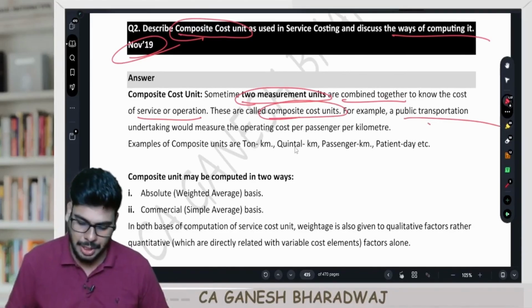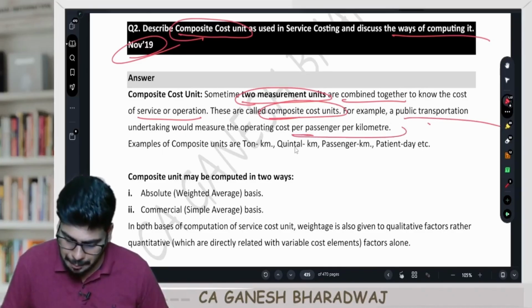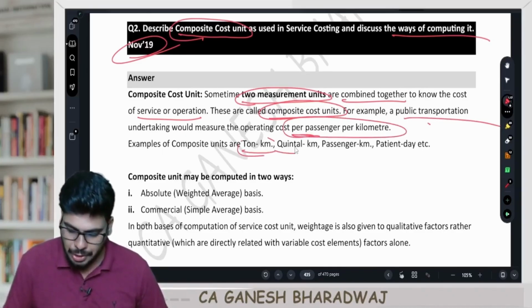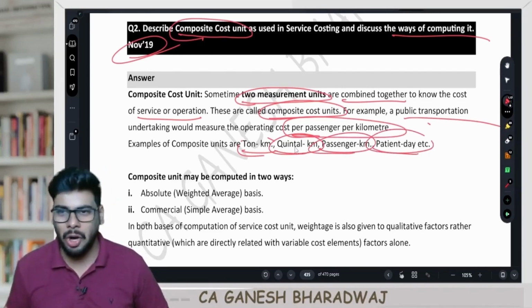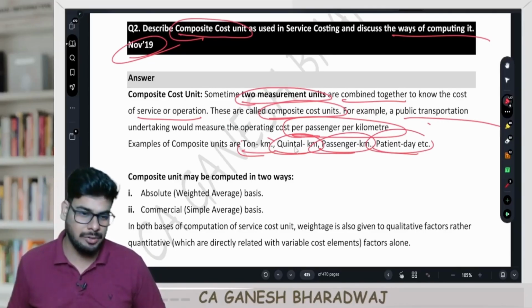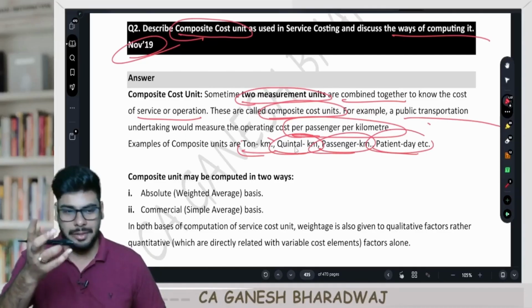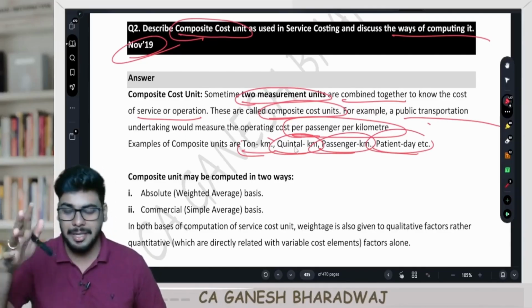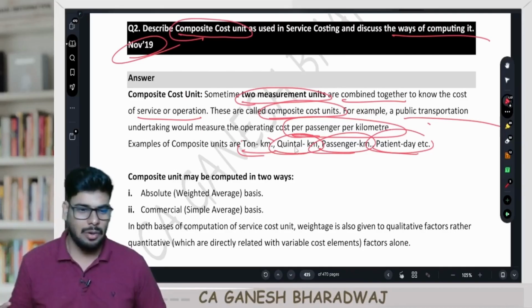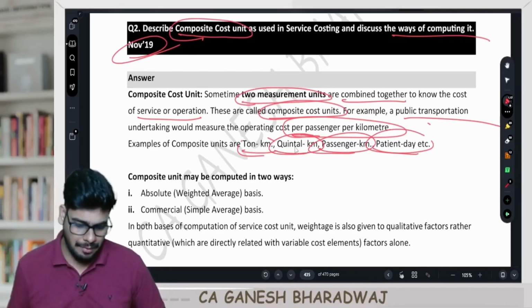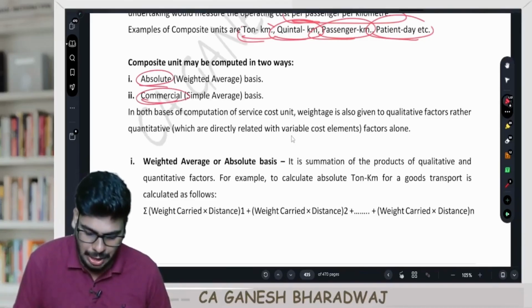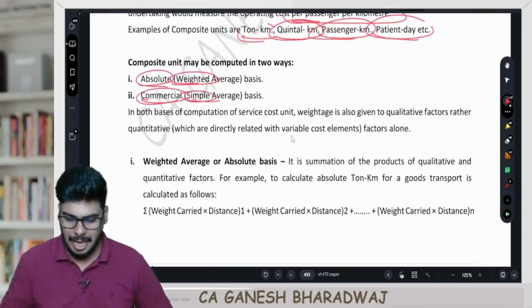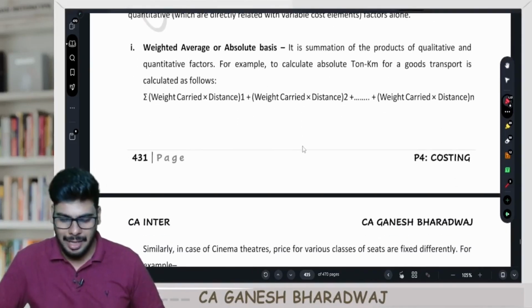For example, for a public transportation undertaking, it would be per passenger per kilometer. So examples are ton kilometers, quintal kilometers, passenger kilometers, patient days, room days, bed days. You can take a lot of examples, every single industry. Passenger kilometer, ton kilometer, and hospital days, patient days, room days or bed days, whatever it is. There are so many things you can take, kilowatt hours, all these things. And of course, it can be calculated on two bases, absolute and commercial. Absolute means weighted average. Commercial means simple average. How you compute it and all is just given. Are you clear with this, guys? Right?